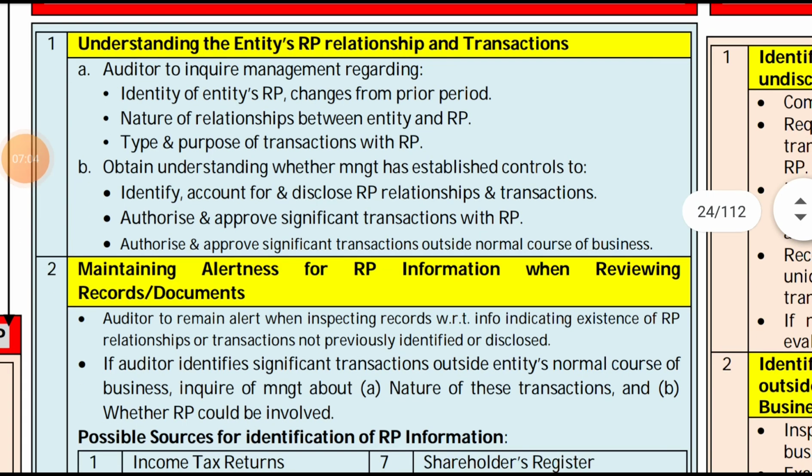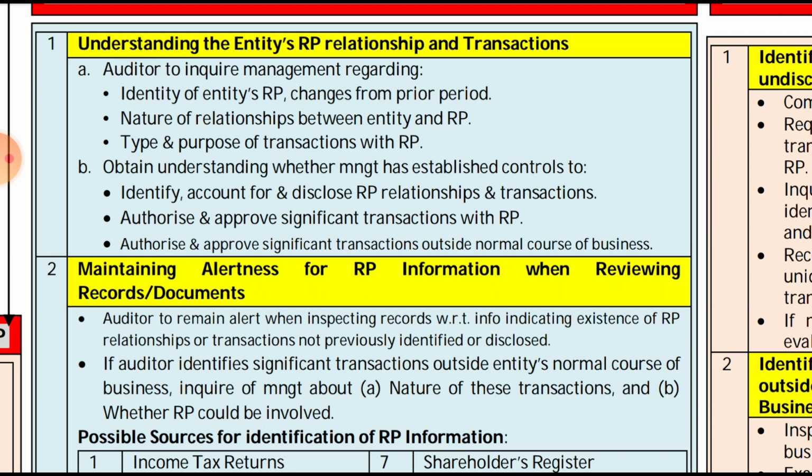Second point: obtain an understanding of whether management has established controls. They will obtain an understanding that management has established controls to, first, identify, account for and disclose the related party relationships and transactions. Second, authorize and approve significant transactions with the related party. Third, authorize and approve significant transactions outside the entity's normal course of business.